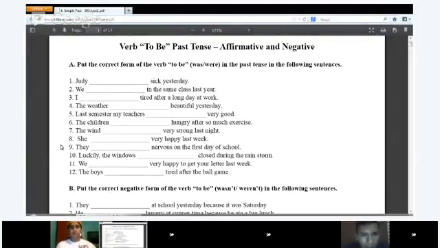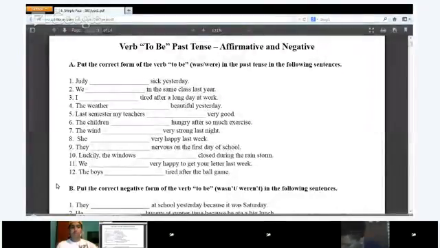The wind. Oh, sorry. The wind was very strong last night. She was very happy last week. Good. The wind was very strong, and she was very happy. Excellent job. Let's go to numbers 9 and 10, and this is for Igor.